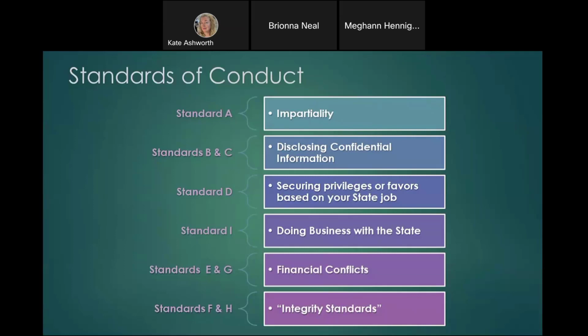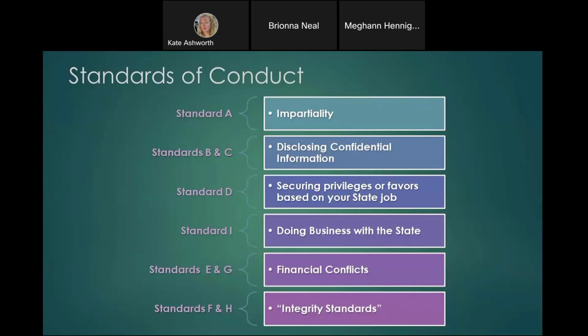All right, the next two, Standards B and C, are regarding confidential information. B is about not disclosing confidential information you have access to due to your state employment. And C is about not disclosing confidential information to actually personally benefit yourself or someone else.